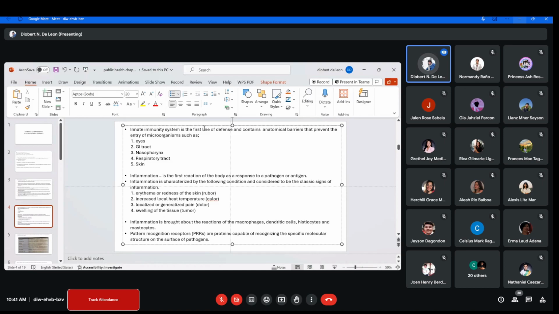The first reaction of the body as a response to a pathogen or antigen is inflammation. Inflammation is characterized by the following conditions, which are considered the classic signs of inflammation. Number one is erythema or redness of the skin, which is termed rubor. Then increased local heat or temperature, or calor. Third is localized or generalized pain, which is dolor. And the last one is swelling of the tissue, which is termed tumor.